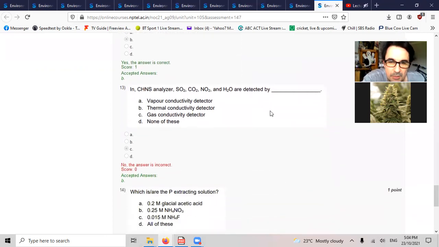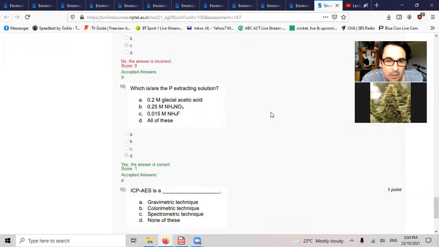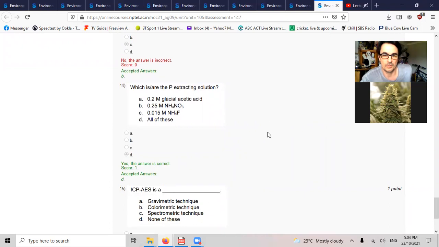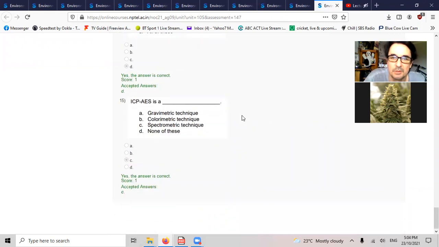Why is a P extracting solution? It's all of them. You can use all of them. It's amazing, that. ICP-OES, it's a spectro. We did it, guys. 2 minutes to go.